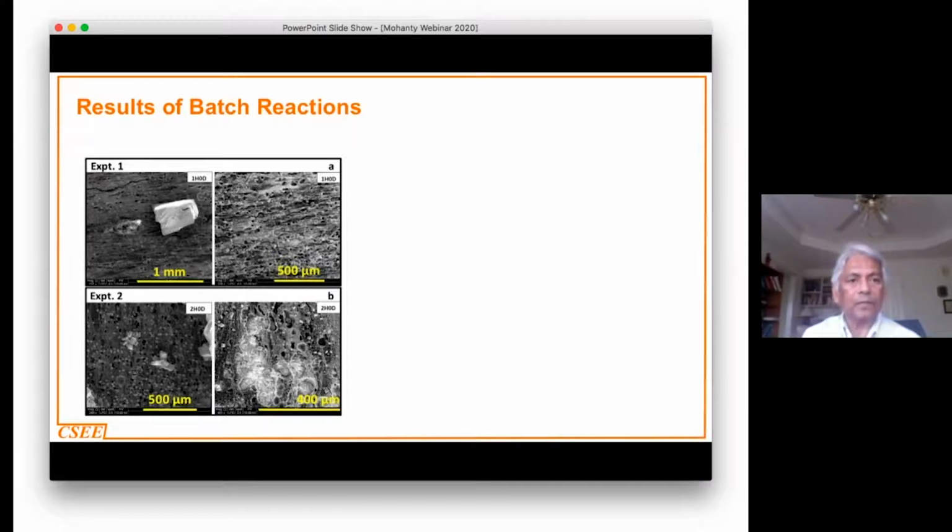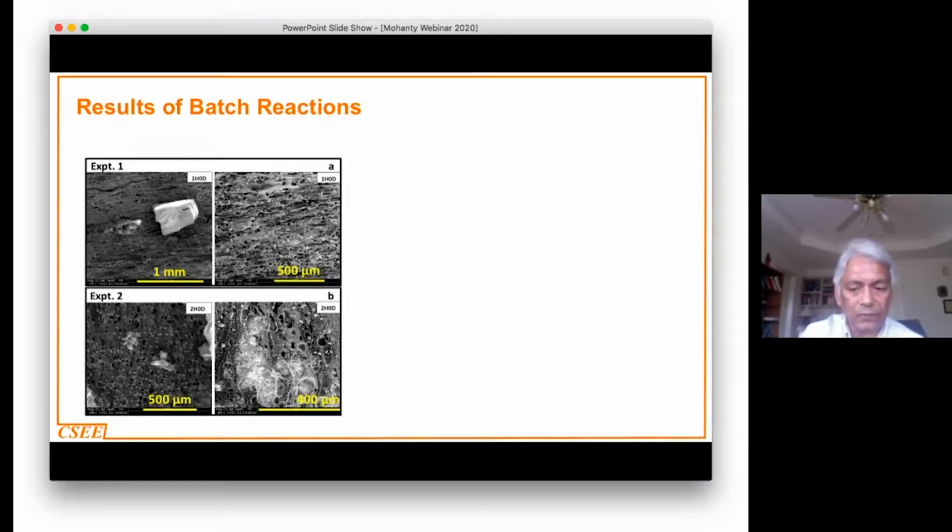So these are some results from the batch experiments. As you can see over here, in this first experiment, the exact concentrations were given in that second last slide. We made pretty nice crystals of the order of about 500 microns, and also we made a lot of holes in the shale. Okay, so the shale surface becomes uneven, and we are forming some crystals.